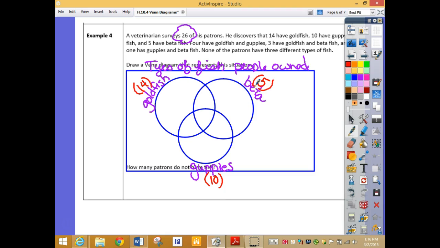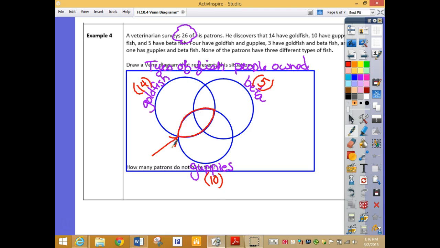4 have goldfish and guppies. Notice it doesn't say only goldfish and guppies. So what shares the goldfish and the guppies? If it was only goldfish and guppies, it would be here, right? But we don't know for sure, but we know that this total here has to be what?